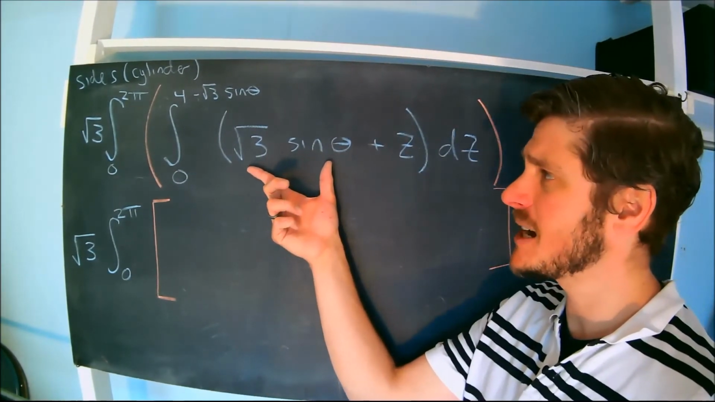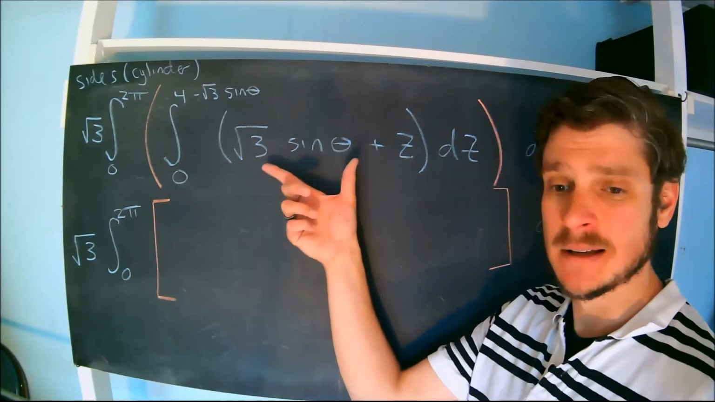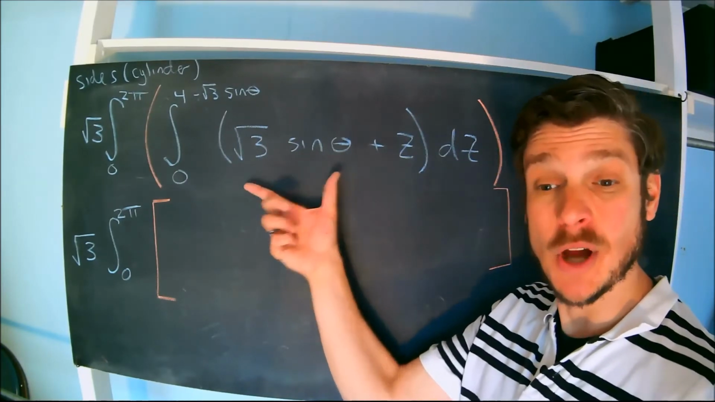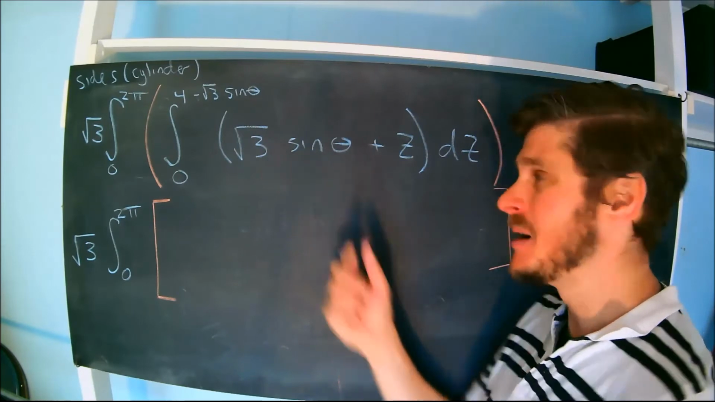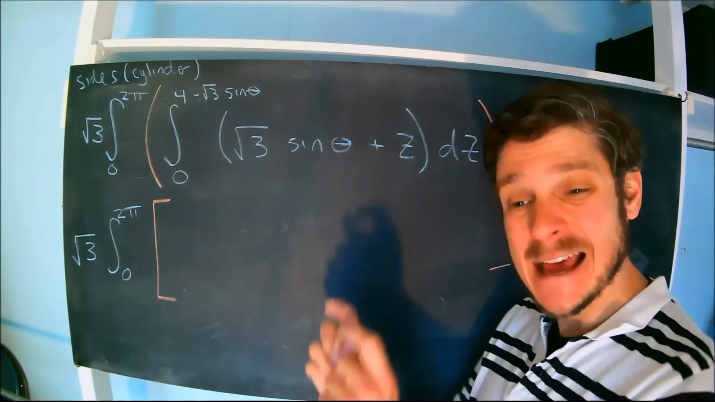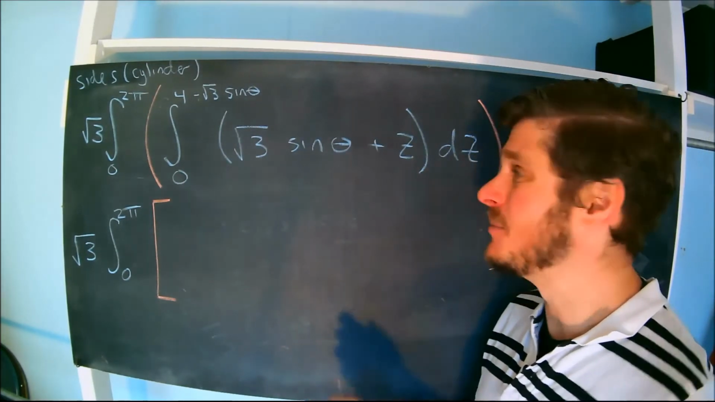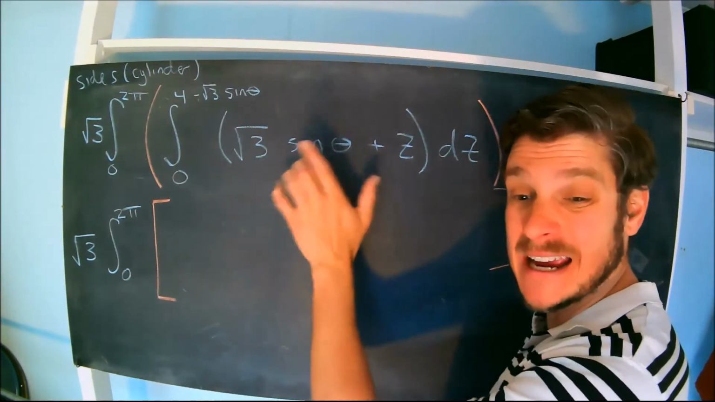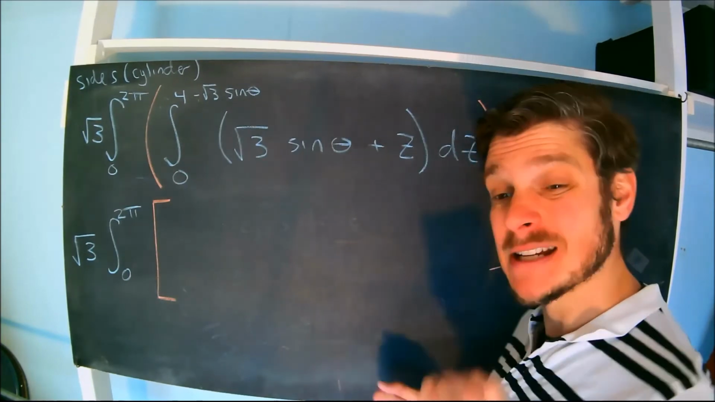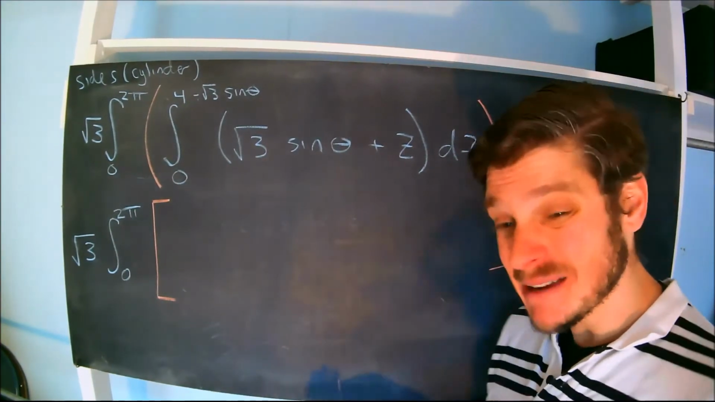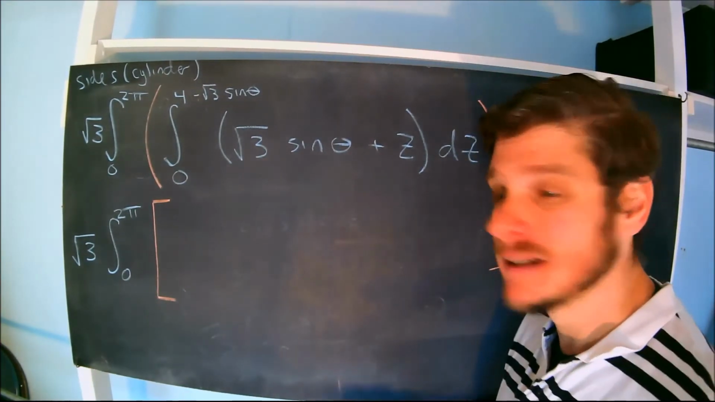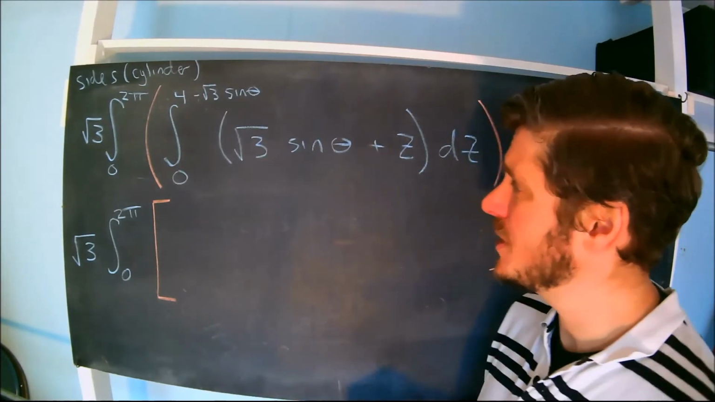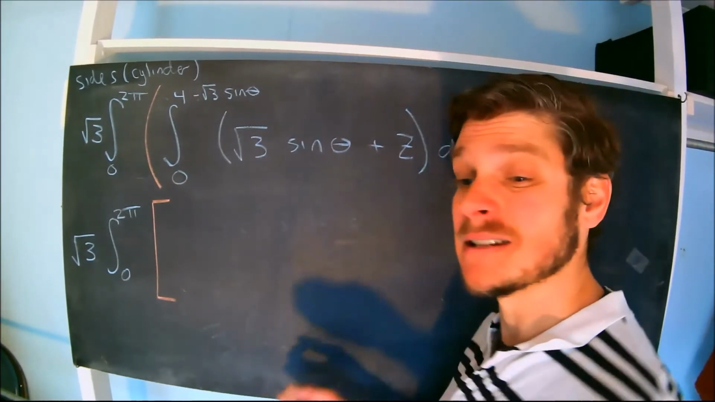Now, notice this root 3 sine theta that ended up inside my integrand. Am I going to be able to factor this? Well, no, I cannot factor this. Remember, this is a sum, and I cannot factor with sums. So I am going to have to leave this here. I can't factor it out because it's not multiplication. It's not a product. It's a sum. So I am going to have to actually integrate this entire thing. But I do treat this whole root 3 sine theta as if it were a constant.